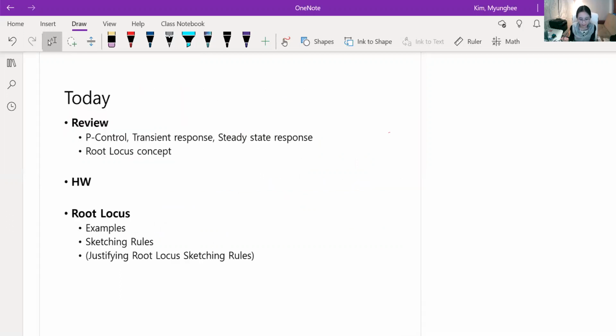So today, we start from the homework. Then we will discuss the project, which you did a great job on for Friday. And then we will review the P control again and the root locus concept. We may move on to the examples. And then on Wednesday, we will discuss the sketching rules, justify the root locus sketching rules, and how we can use these sketching rules for the P or PI control.